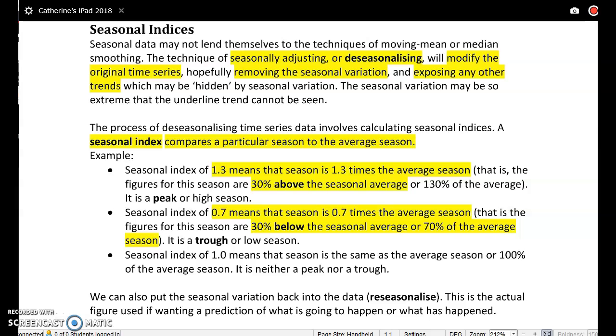So now we get to seasonal indices. Now, seasonal data. If you remember what seasonal data is, this is data over time that is heavily influenced by the season. Now remember, season might be summer, winter, spring, but we can also be thinking about months, weeks, or days of the week. So a lot of the time we might get this in terms of months.